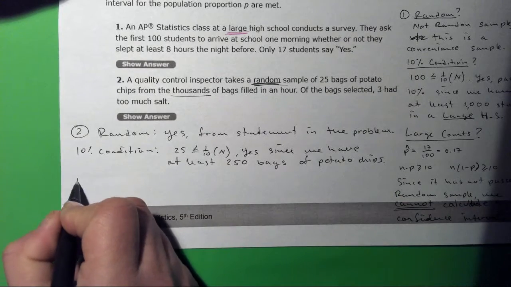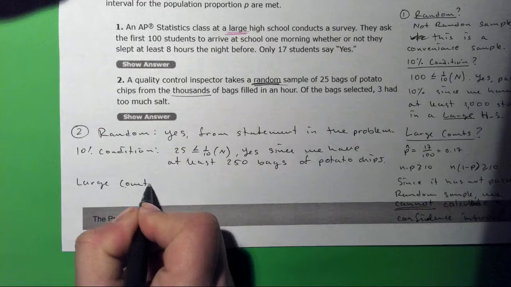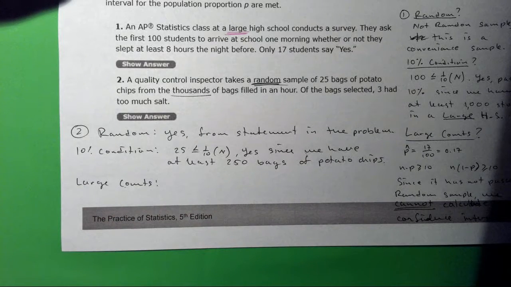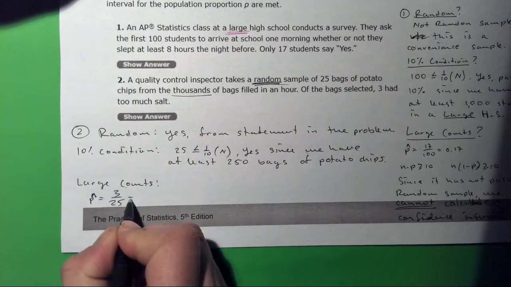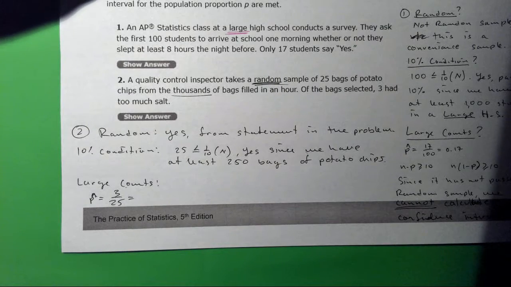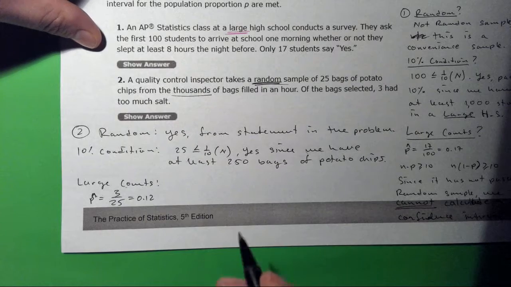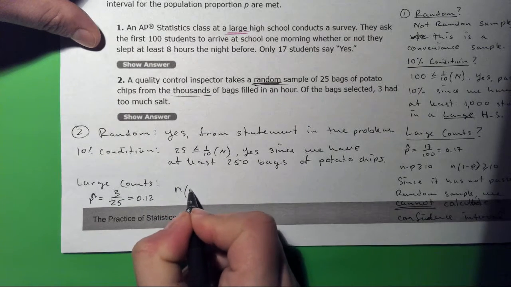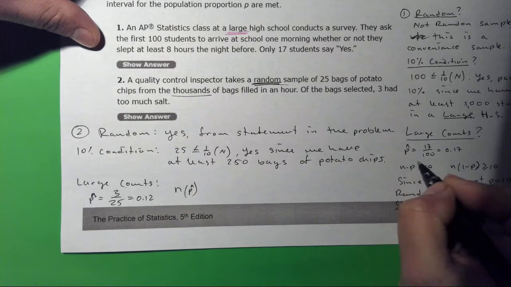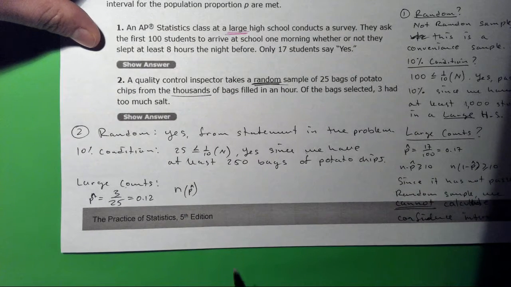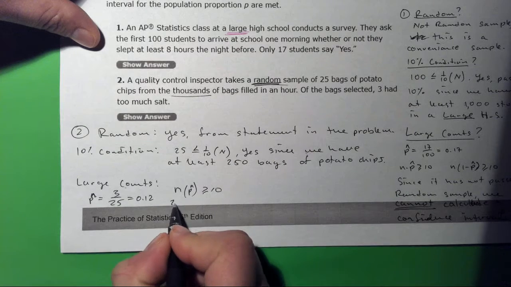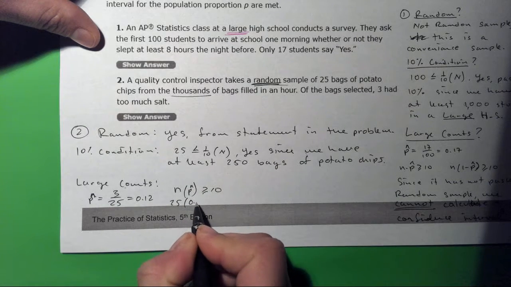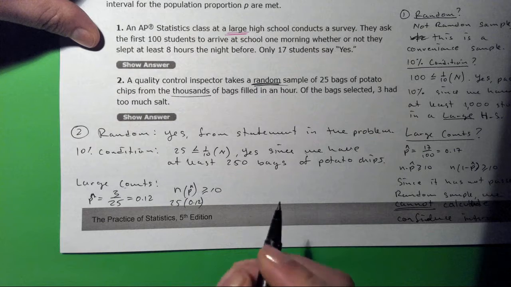Okay, and then last is large counts. So what's our p hat? It's going to be 3 out of 25, which makes it 0.12. In this case, is n times p hat going to be greater than or equal to 10? Sorry, I should have done p hat on the other ones too. That was my bad. So is 25 times 0.12, right? Yeah, you selected 25 samples.